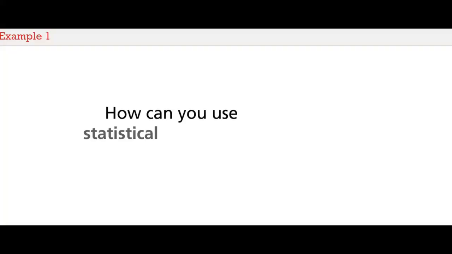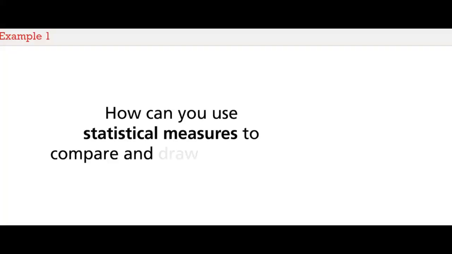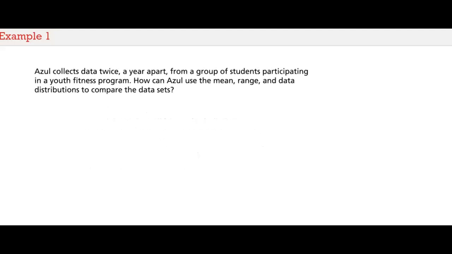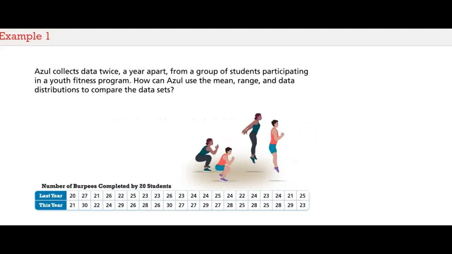Can you use statistical measures to compare and draw conclusions about two sets of data? Think about this question during the lesson. Azul collects data twice, a year apart, from a group of students participating in a youth fitness program. How can Azul use the mean, range, and data distributions to compare the data sets?